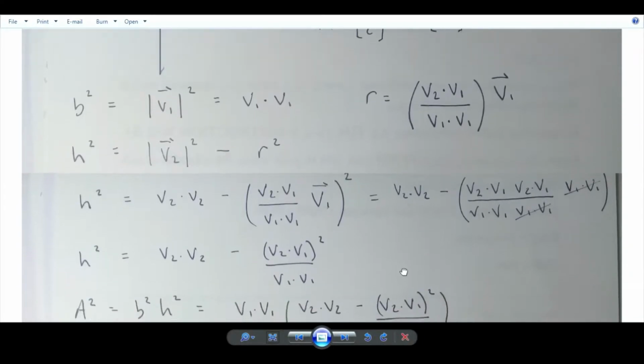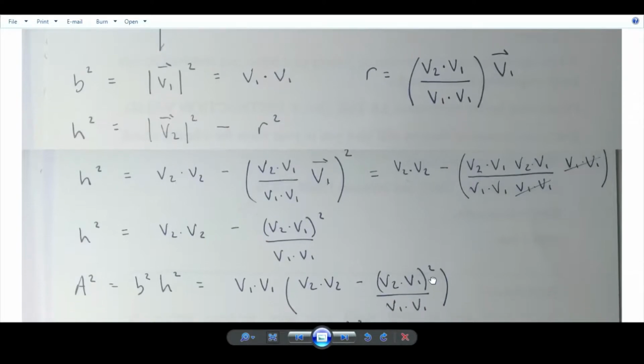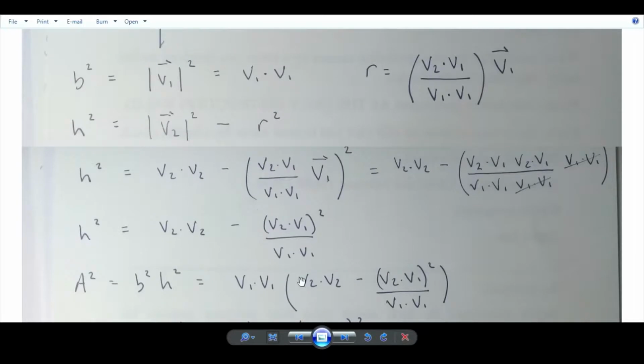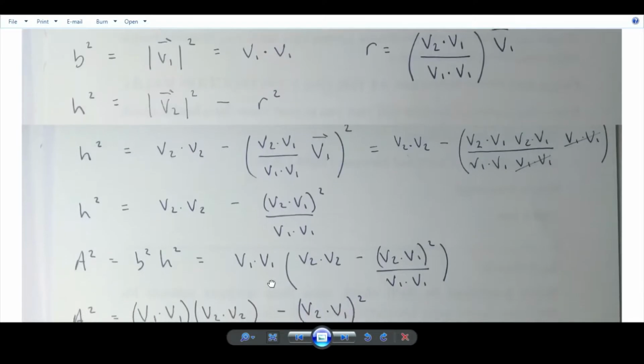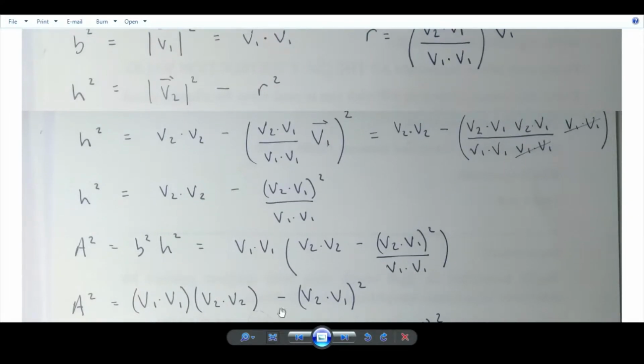Now the next step: I've got my b squared here and my h squared here. Let's write them together. This part goes down to there and all this is in here. So this is a squared equals b squared times h squared. Now I can multiply through the brackets by this term, v1 dotted with itself, and when I do that, this term will cancel out with that term. So you end up with a squared equals this times this minus this lot.